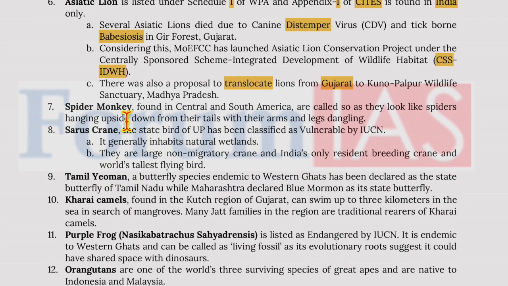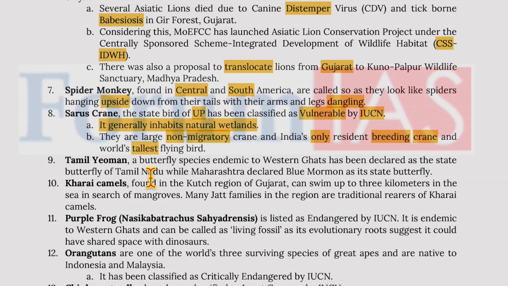Now, moving on to the spider monkey, they are found in Central and South America. They are so called because they look like spiders hanging upside down from their tails with their arms and legs dangling. Now, Sarus crane is the state bird of UP and has been classified as vulnerable by IUCN. It generally inhabits natural wetlands. They are large, non-migratory cranes, India's only resident breeding cranes and the world's tallest flying bird.